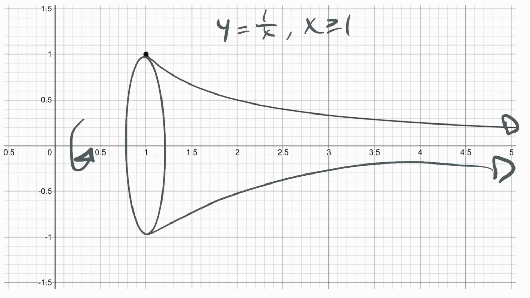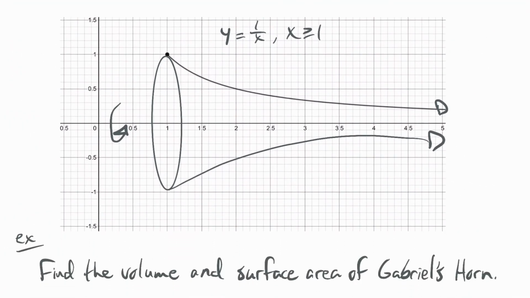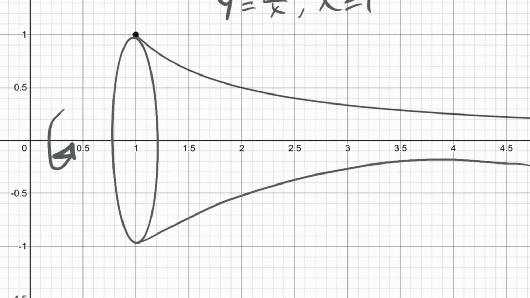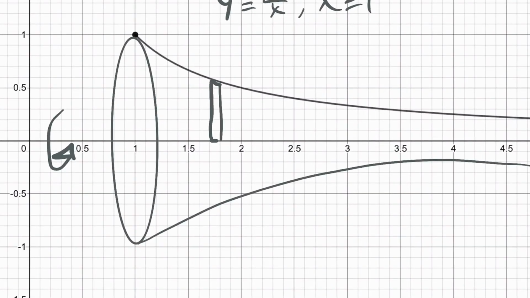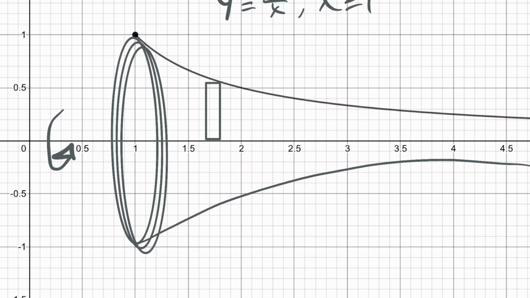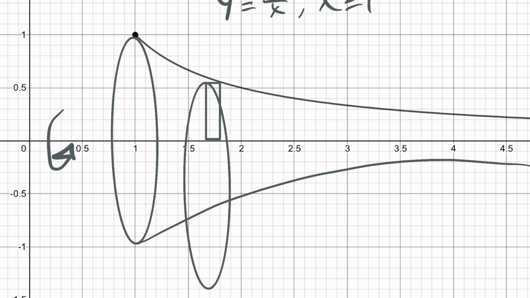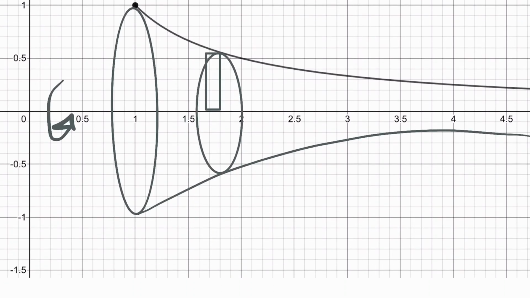So let's do volume first. For volume, we're just going to be able to use the disk method. If I think about taking a slice, think about taking a rectangle here, and then revolving that around to use the disk method. So something like, I guess I could take this, duplicate it, put that here, duplicate it, like that, and get a disk that way.